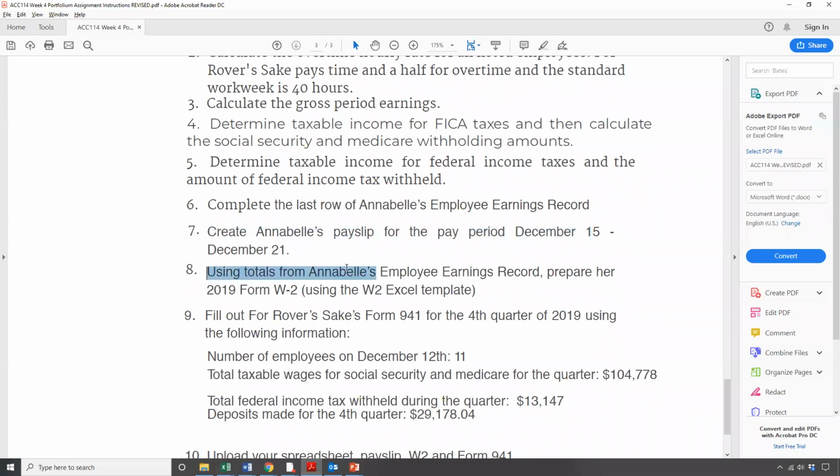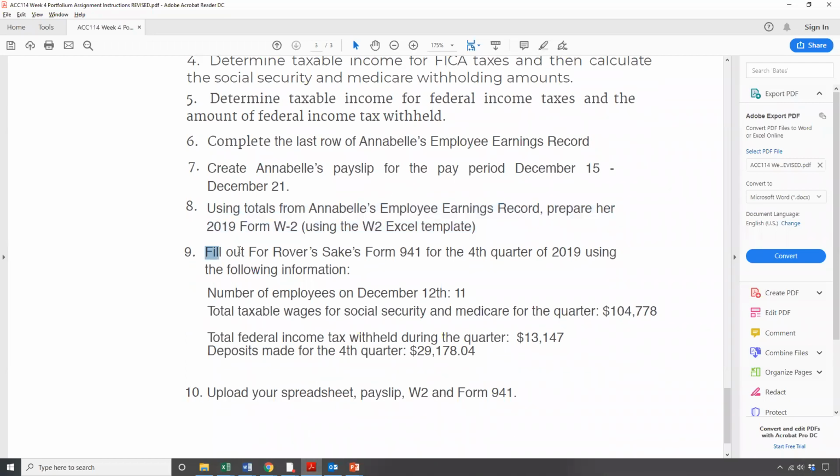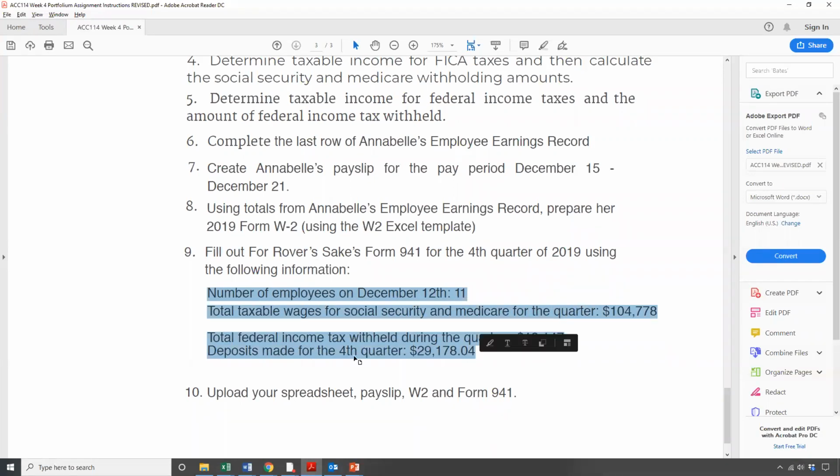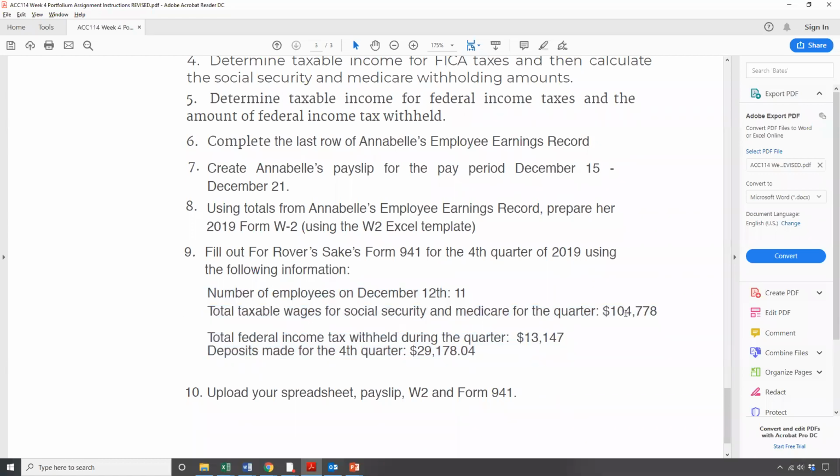And then you're going to complete the W-2. And we went over the W-2, so you guys know where all of those pieces are based off of her annual earnings. You can use that annual earnings sheet to fill out the W-2 for her. And then you're going to fill out the 941 based off of the following information. So you should be able to complete your 941 with this information that's given to you right here. So you know what the total taxable wages for Social Security and Medicare are. You know the federal amount that was withheld for federal withholding. And then you know what the deposits were that were made for the fourth quarter.